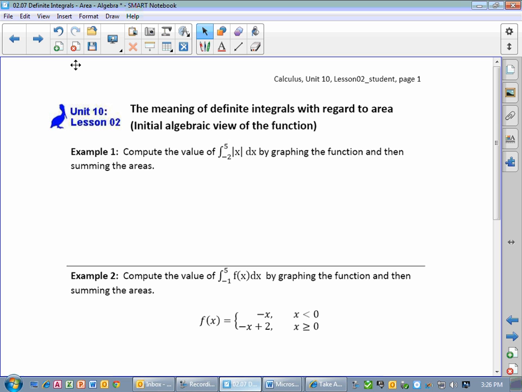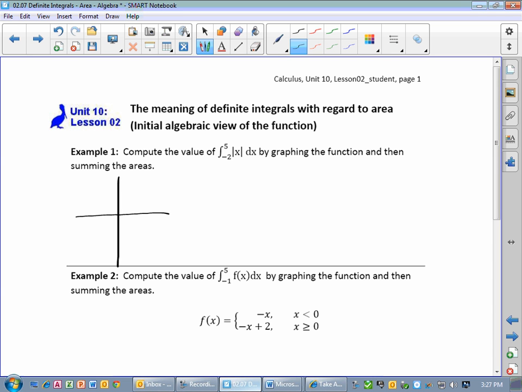So here we're going to be looking for, again, definite integrals. This time, though, we're given an expression. We're going to evaluate the definite integral from -2 to 5 of the absolute value of x. Let's do that by graphing the function and summing the area. If we're not given a graph, we can graph the function. So let's graph the absolute value of x.